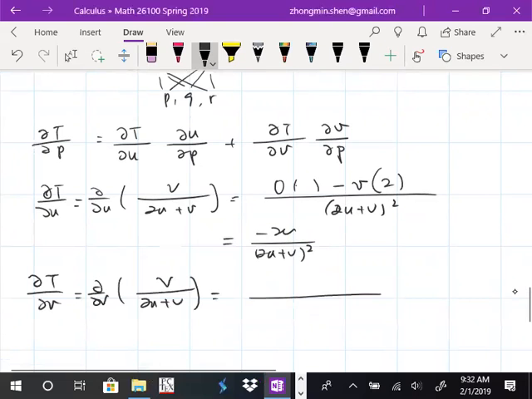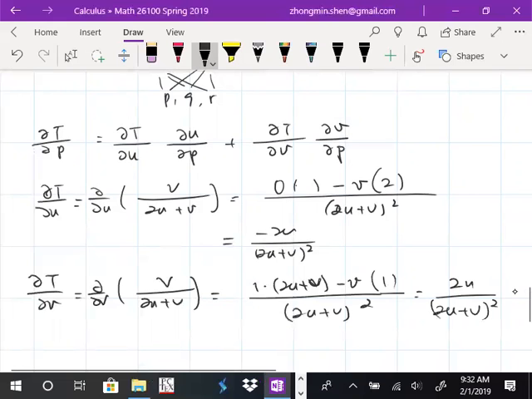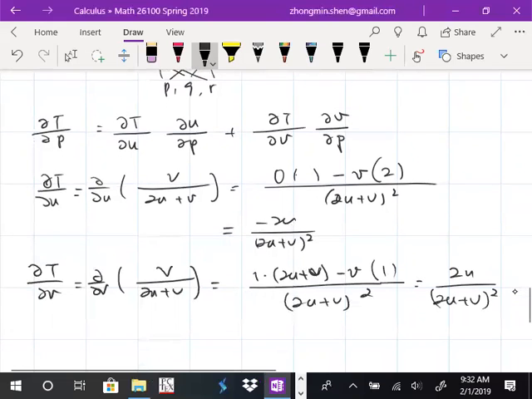So this one will be a little bit more complicated. 1 times 2U plus V, minus V times the derivative of the denominator, which is only 1. So you will get 2U, just 2U. V minus V is gone.